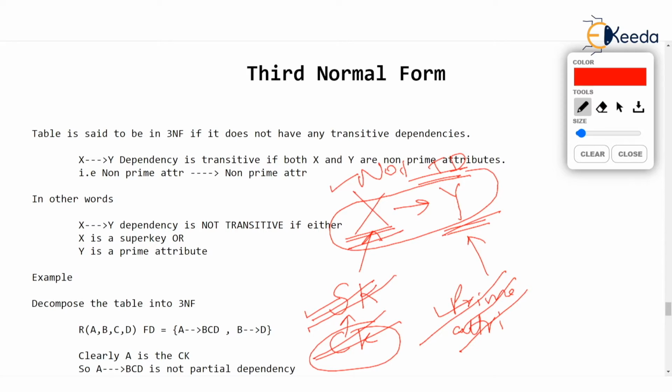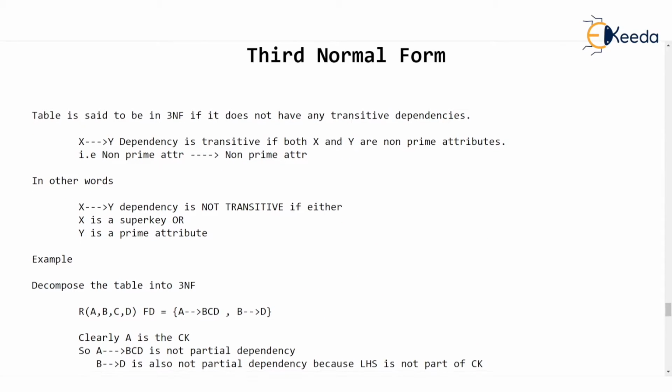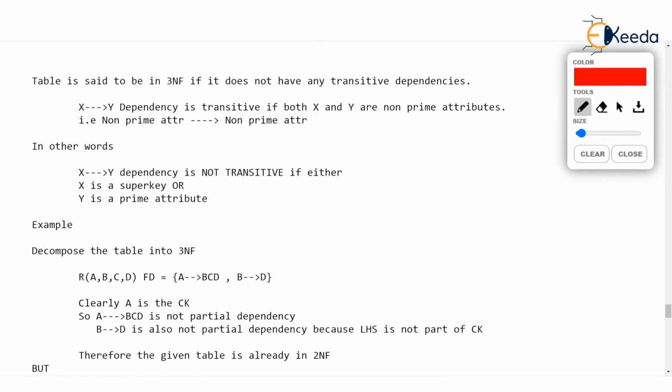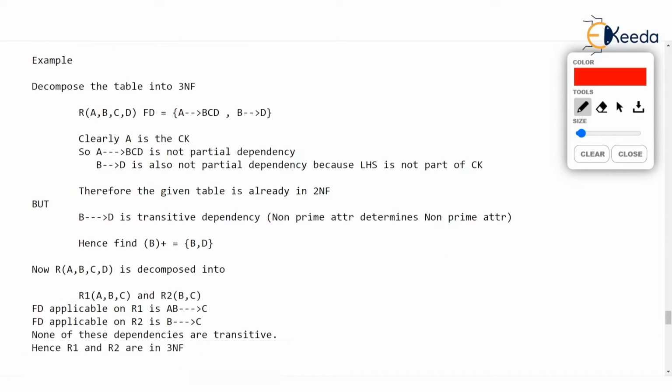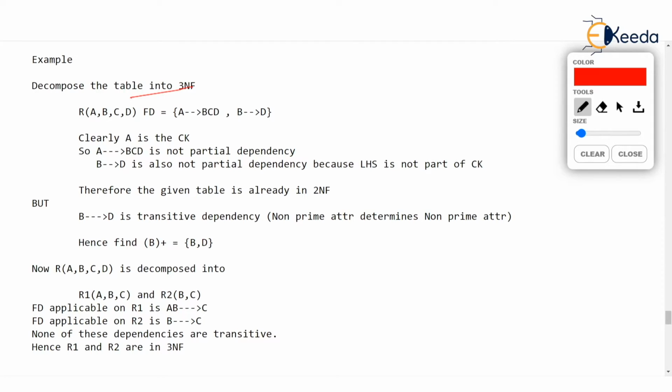That's what I have written here in black. You can pause the video and check the definitions. The example will be highly helpful to all of us, correct or not? Let's see. The question asked is to decompose the table into 3NF. There are 4 attributes A, B, C, D and the FDs are given: A determines B, C, D, and B determines D.